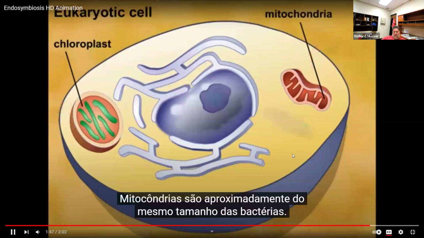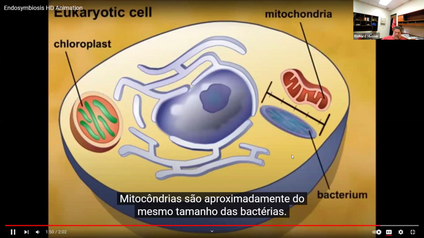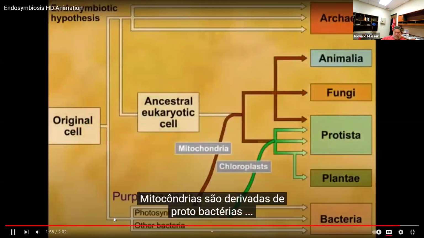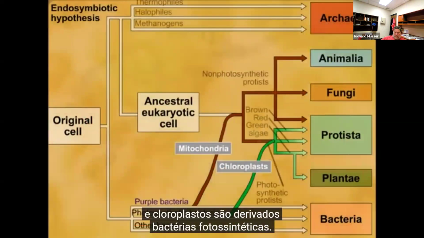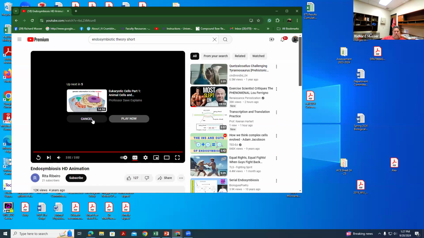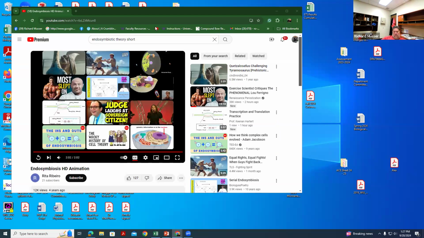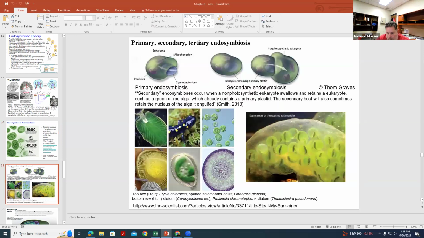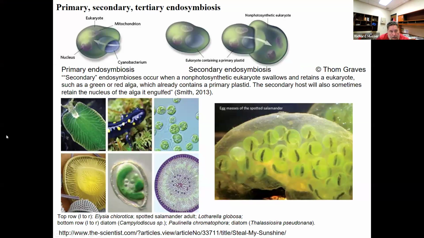3. Mitochondria are about the same size as bacteria. 4. Mitochondria appear to have been derived from purple bacteria, and chloroplasts derived from photosynthetic bacteria. There's Prochlorococcus, which apparently is the smallest, most abundant photosynthesizing cell in the ocean, and accounts for about 5% of the oxygen.